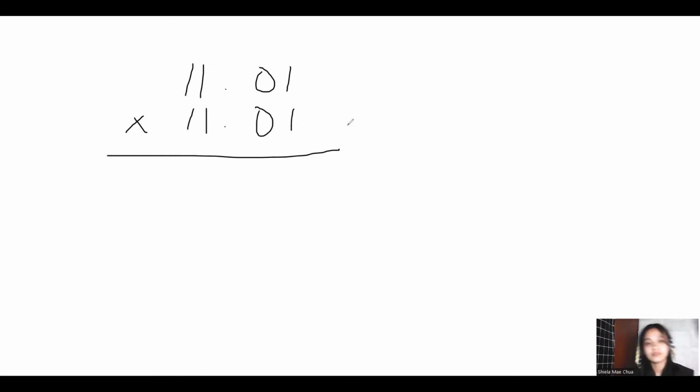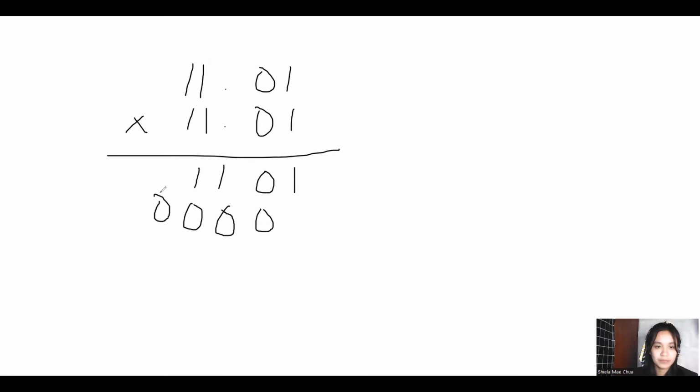Now for our next example, we have 1, 1, binary point 0, 1 times itself, 1, 1, binary point 0, 1. 1 times 1 is 1. 1 times 0 is 0. 1 times 1 is 1. 1 times 1 is 1. 0 times 1 is 0. 0 times 0 is 0. 0 times 1 is 0. And 0 times 1 is 0. Then 1 times this value is 1, 0, 1, 1. Then 1 times this value is also equal to 1, 0, 1, 1.